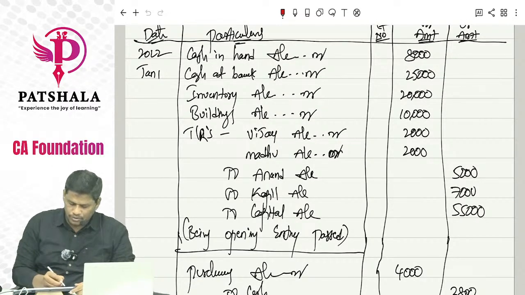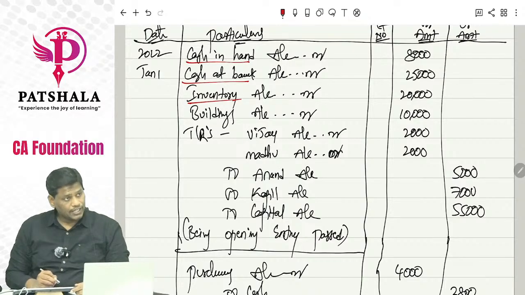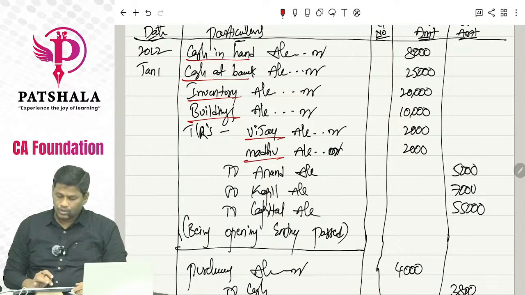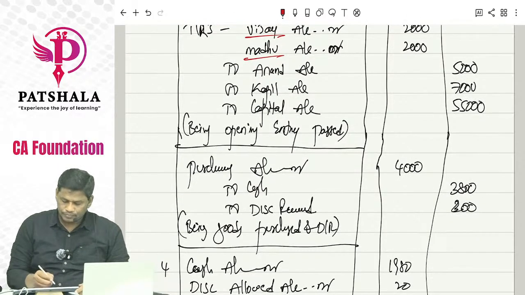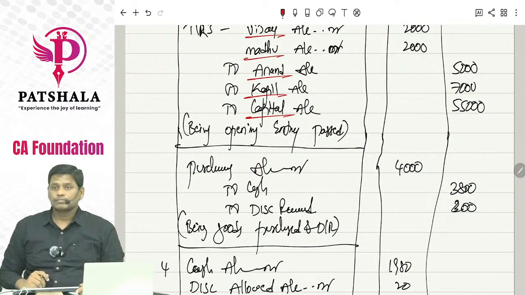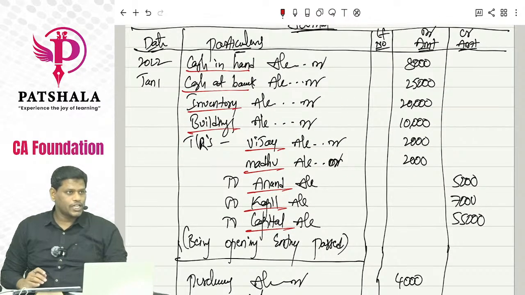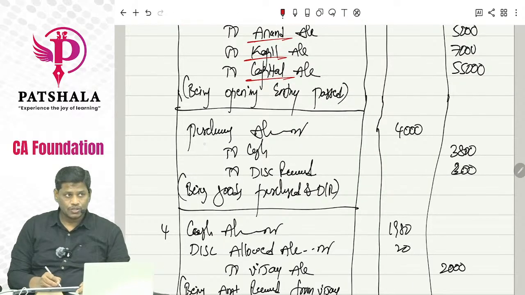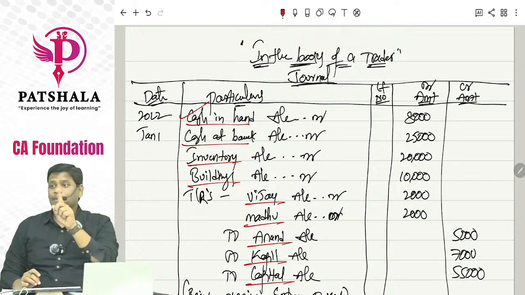Okay, first account cash in hand, second account cash at bank, third account inventory, building, Vijay, Madhu. Any? 1, 2, 3, 4, 5, 6. Okay na? Next. Anand, Kapil, capital. Total. So from this opening entry, 9 accounts open చేస్తా. Okay na? మళ్ళీ చూడండి. Purchases. Have you already opened purchase? Open purchase. Cash? Already opened. ఇక్కడ ఉందిగా cash. ఓపెన్ చేశాక మళ్ళీ ఓపెన్ చేయొద్దు.